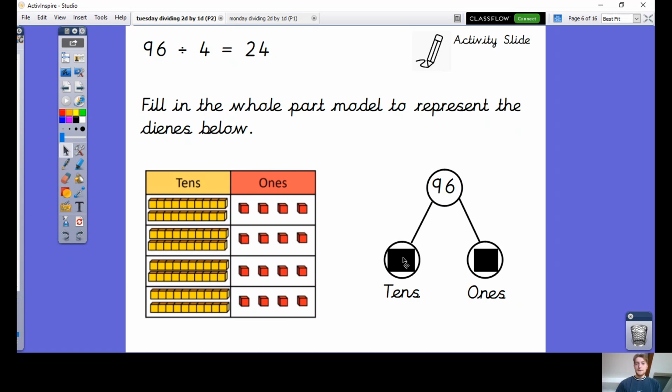Okay, right, let's go for the answers then. So we should have 8 tens or 80. That's the value, okay? There's 8 tens I can see here altogether. Secondly, we should have 16 in the other section, as there are 16 ones. Because remember, we exchanged 1 ten for 10 ones.